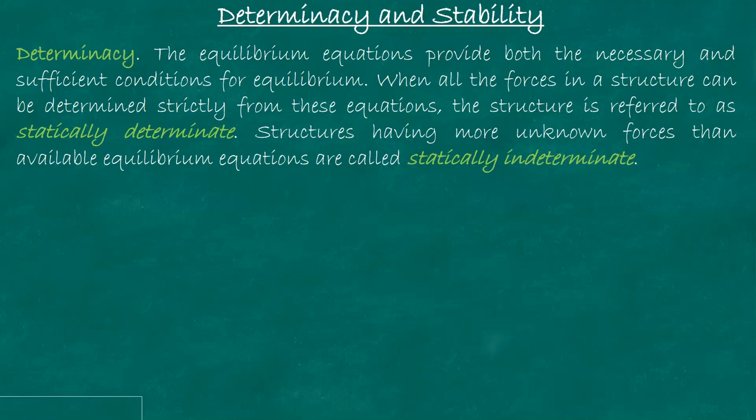If you have four equations and four unknowns, it is statically determinate. It is like in mathematics: three equations, three unknowns; two equations, two unknowns. If you have four equations and four unknowns, it is solvable. But if you have four equations and three unknowns, one equation is redundant.